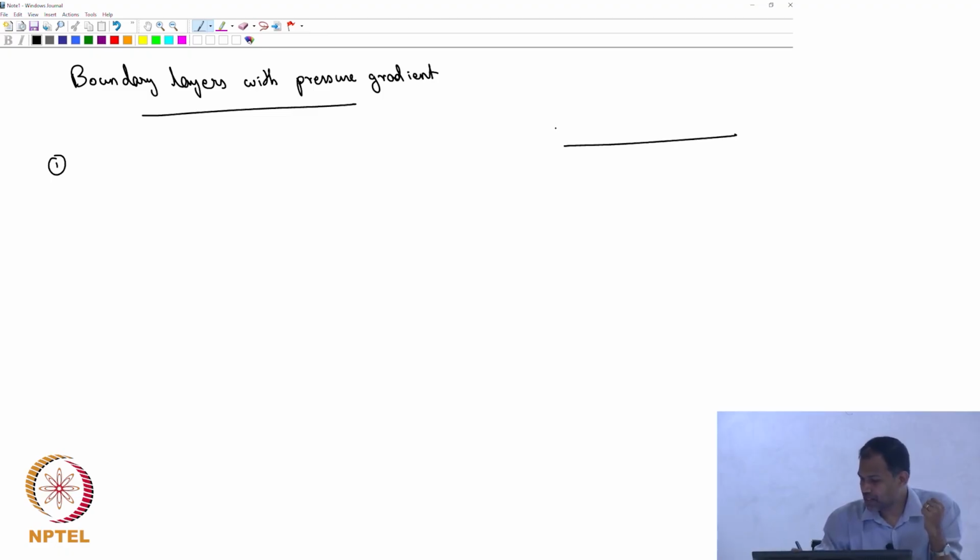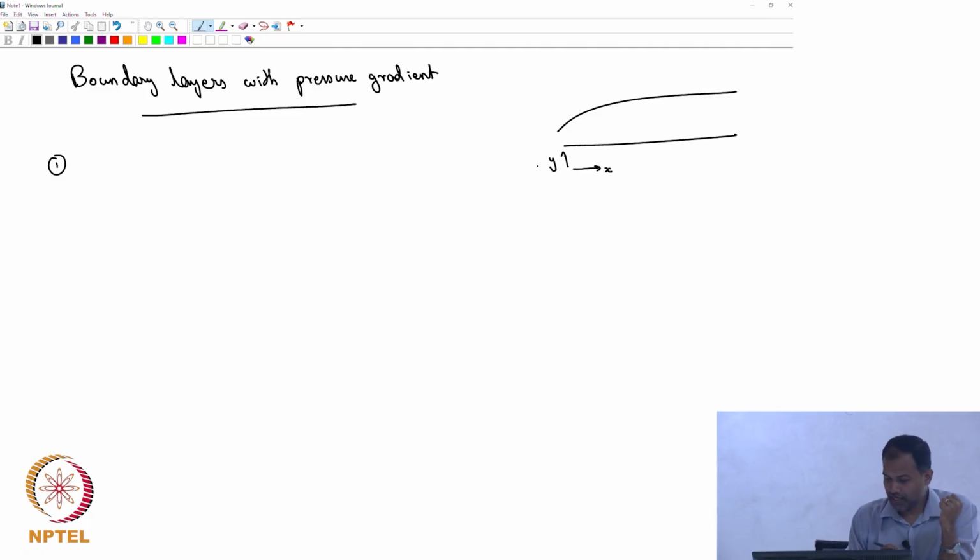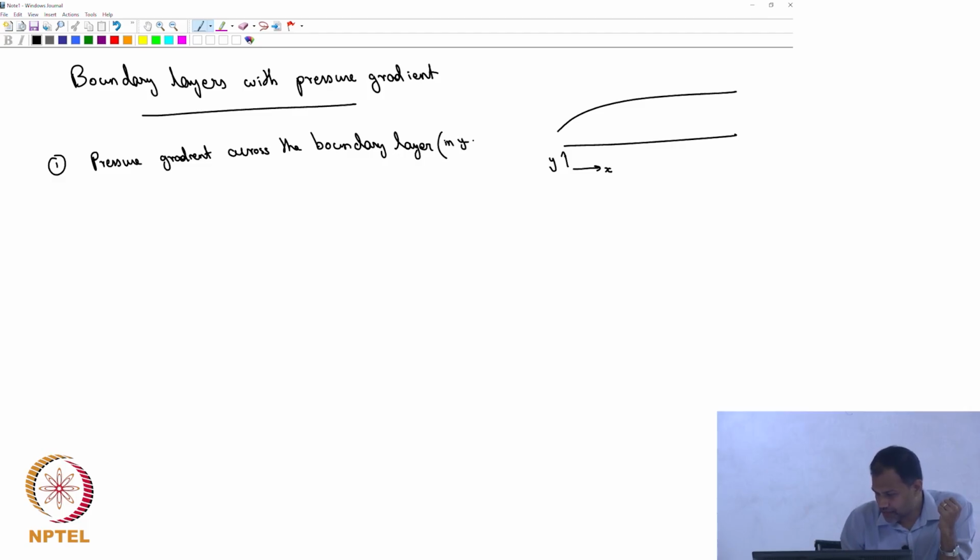So if you look at the facts that we talked about, one of the things was that if you have, let's say, a boundary layer, and this is the x direction, that's the y direction, then I said the pressure gradient across the boundary layer, meaning in the y direction, is negligible compared to the pressure gradient along the boundary layer.